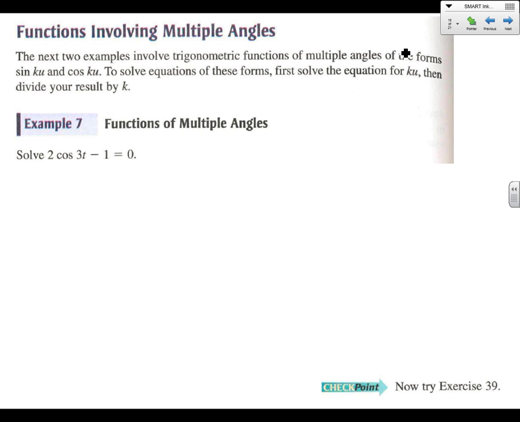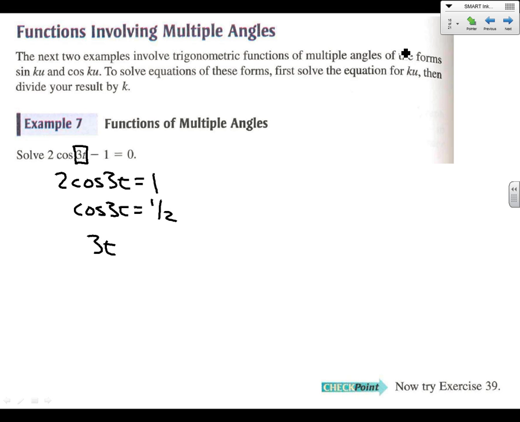All right, so now we get into some multiple angles here. We've got variables on the inside. The way we deal with this is exactly the same until the last step. Twist on the last step. So let's add 1. 2 cos 3t equals 1. Cos 3t equals 1/2. So 3t.